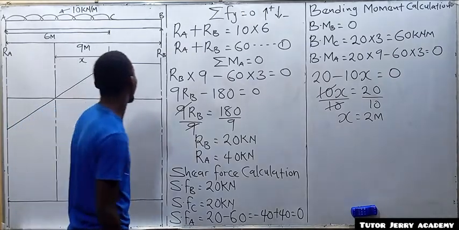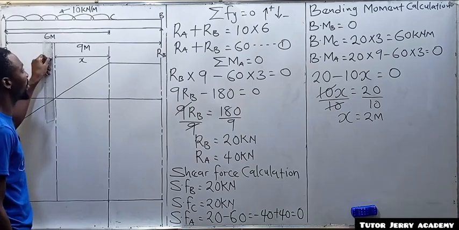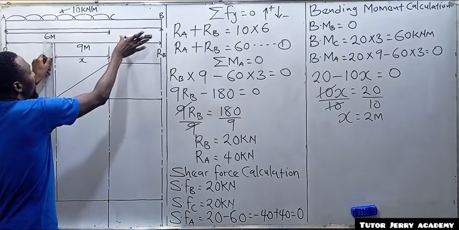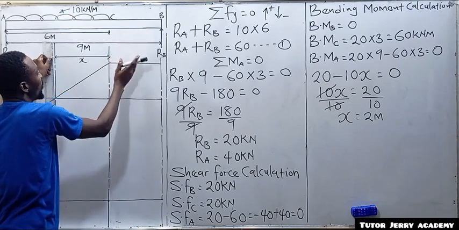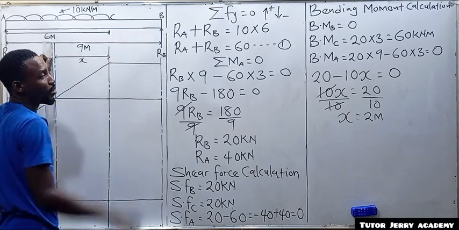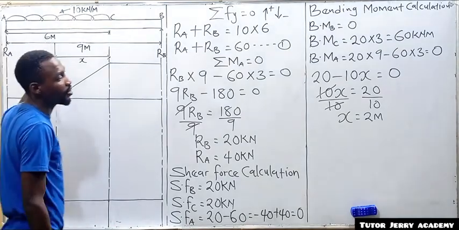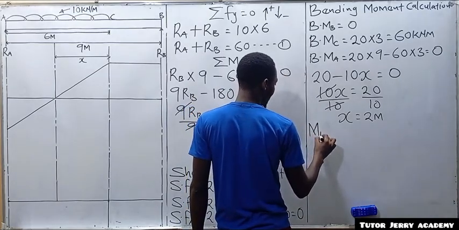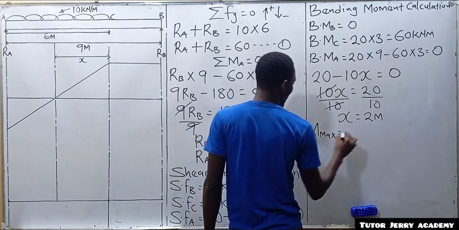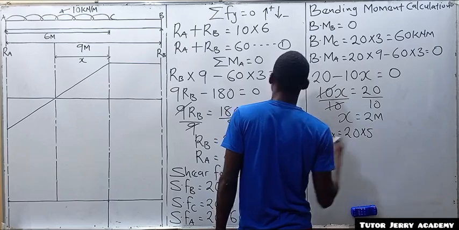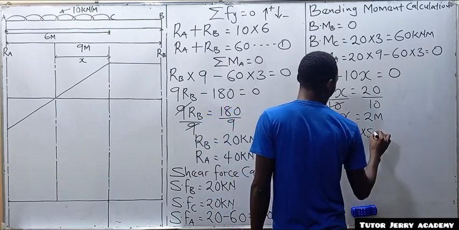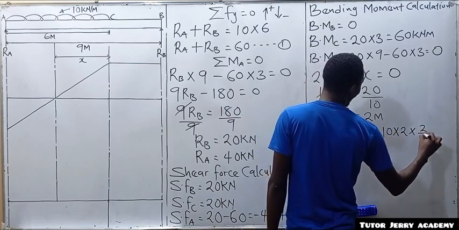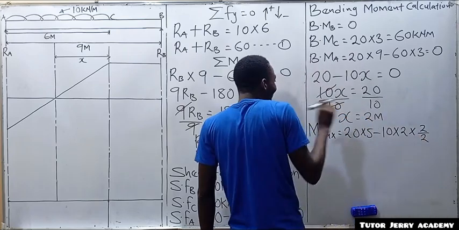So the next thing is to calculate our bending moment. Now let's calculate the maximum bending moment. It's going to be ROB multiplied by the total distance. Don't forget that here the distance is 3. So it's going to be 3 plus S. That is 3 plus 2, which is 5, right? So M max is going to be 20 multiplied by 5. Then we are having a uniform distributed load there, minus 10 times S, 10 times 2, then times 2 divided by 2, because it's going to act at the center of that part.